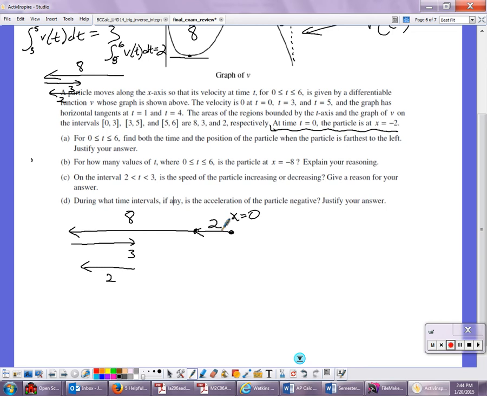For part A, it says when t is between 0 and 6, find both the time and the position when the particle is farthest to the left. Justify your answer. Well, when it's farthest to the left is going to be right here, because it never gets all the way back. It goes 8 units this way, 3 units back in the positive direction, and then 2 units back in the negative direction. But if it goes 2 units, it's never going to make it back to here. So where is it?